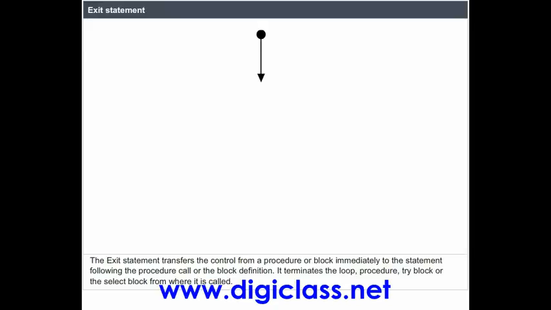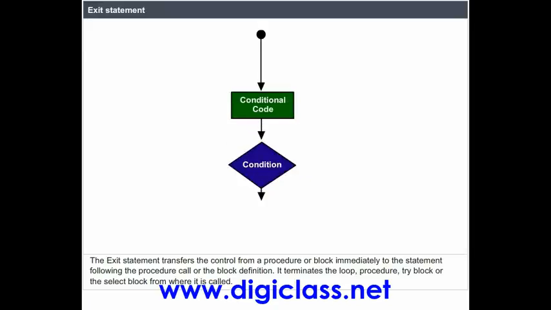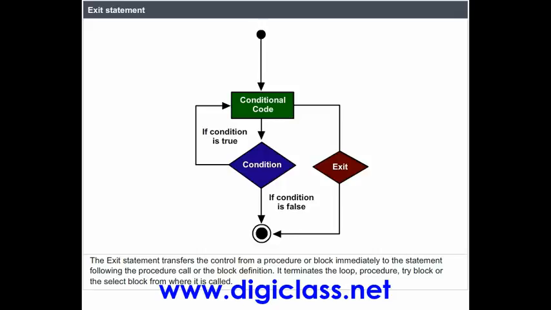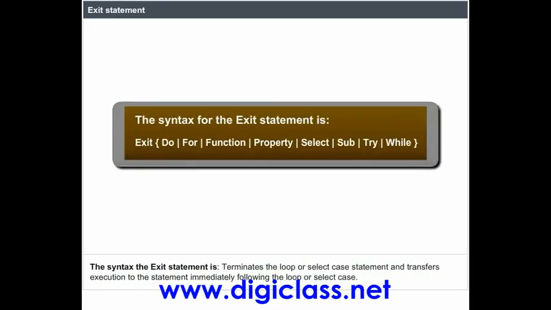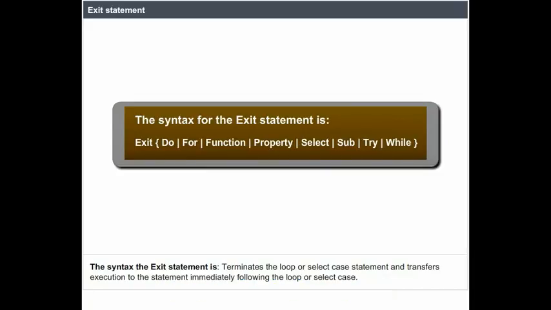Exit statement. The exit statement transfers control from a procedure or block immediately to the statement following the procedure call or the block definition. It terminates the loop, procedure, try block, or the select block from where it is called. If you're using nested loops, that is one loop inside another loop, the exit statement will stop the execution of the innermost loop and start executing the next line of code after the block. The syntax for the exit statement is: terminates the loop or select case statement and transfers execution to the statement immediately following the loop or select case.